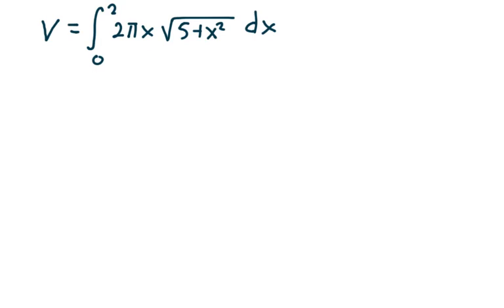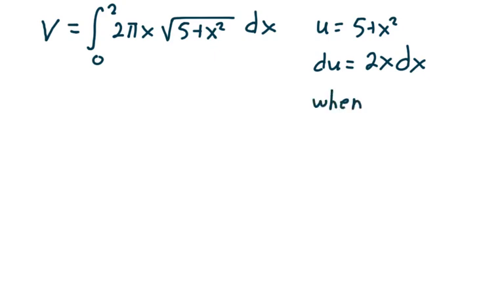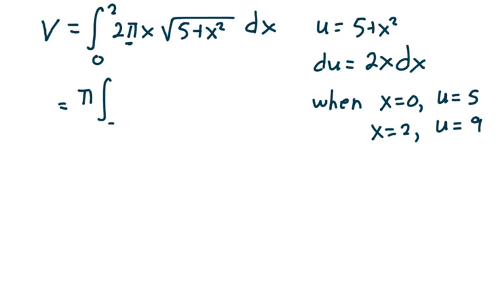And this is classic u substitution. So we're going to let u be 5 plus x squared. Du is 2x dx. Now, when x is 0, u is 5. When x is 2, u is 9. So we need the limits in terms of u's. Now, I'm going to pull the pi to the outside, and I'm going to integrate from 5 to 9 of square root of u du.